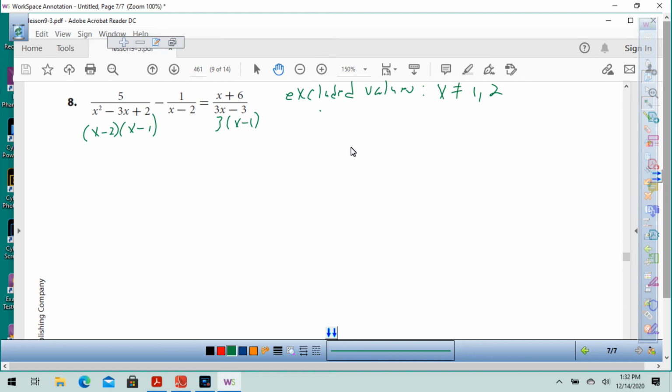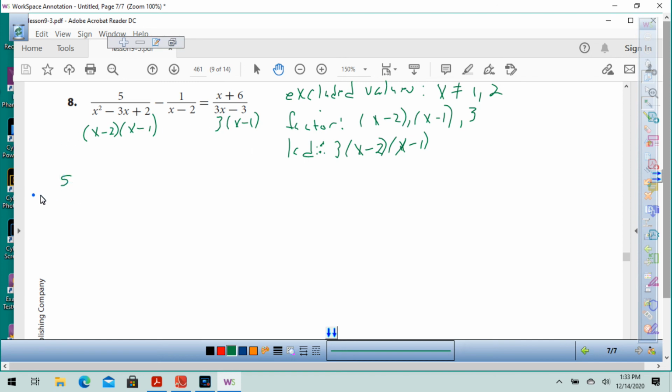Got our excluded values. What are my factors? What do I got in the bottom there? I got an x minus 2, I have an x minus 1, that's an x minus 2, I don't need to put it again. I got a 3 here, and I got another x minus 1. So my least common denominator is going to be 3 times x minus 2 times x minus 1.